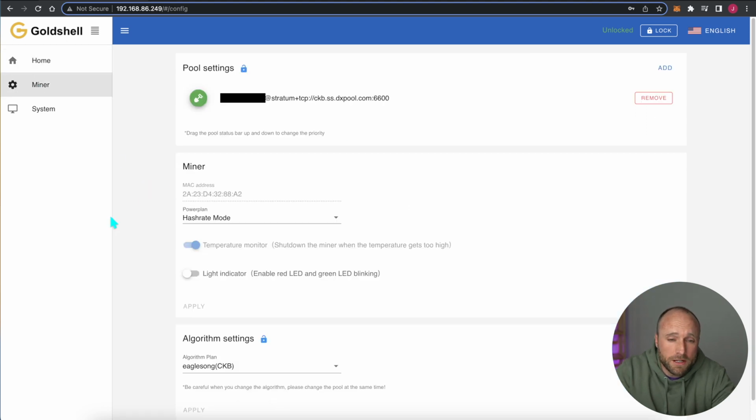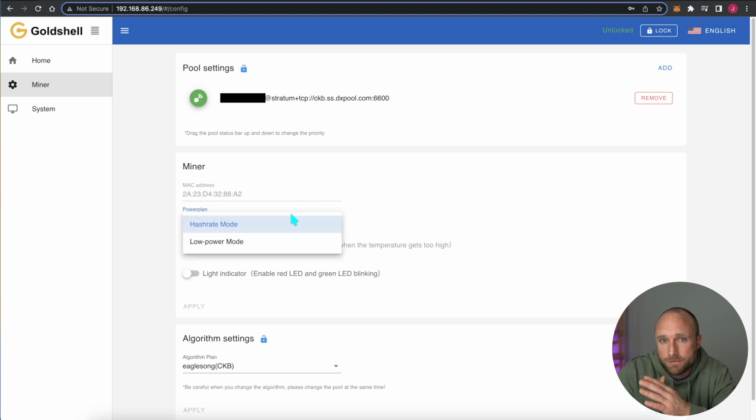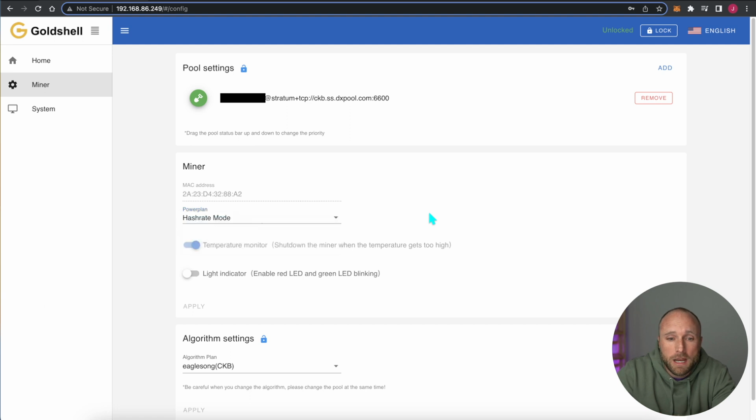Next, we go to the miner section. A couple things I want to note here. They have introduced a power plan mode for this device. They have a full hash rate mode, which is full power. They've also introduced a low power mode, which will decrease your power output for your device, but also decrease your hash rate, but it'll actually end up being much more efficient that way. We'll go through the profitability of each of those modes later in the video.